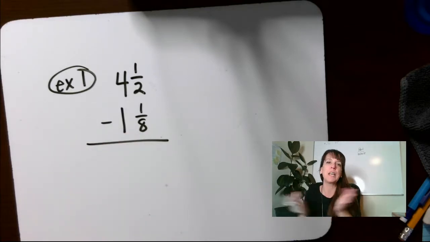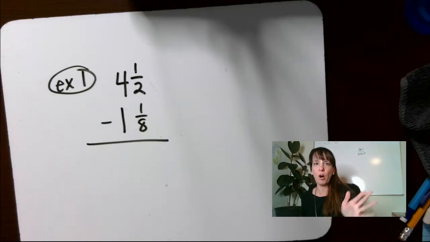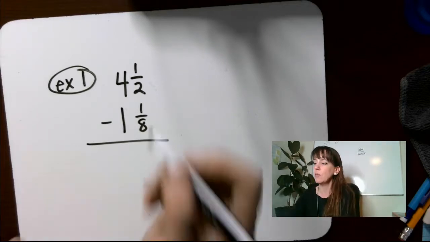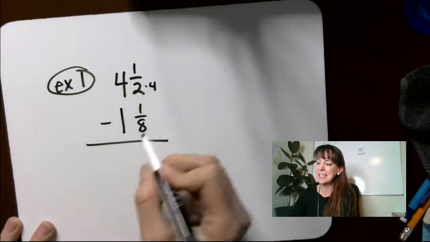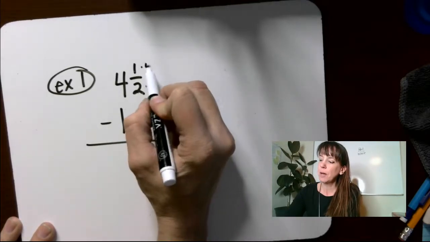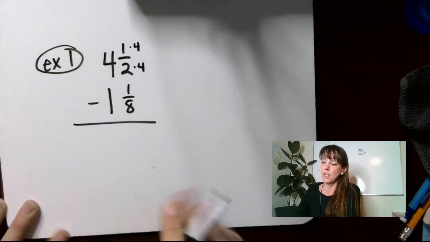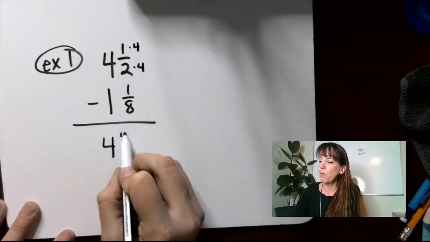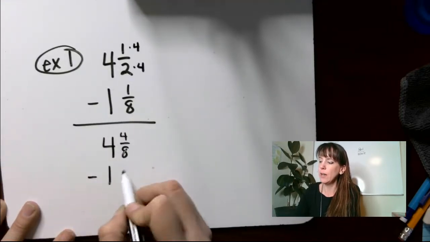Now, we could multiply them together and get our common denominator, but that's not going to be the least common one. When we think of all the multiples of 2 and all the multiples of 8, we realize 8 is the common one, and if I multiply 2 times 4, I get 8. What I do on the bottom, I must do on the top, okay? 4 and 4/8 minus 1 and 1/8.